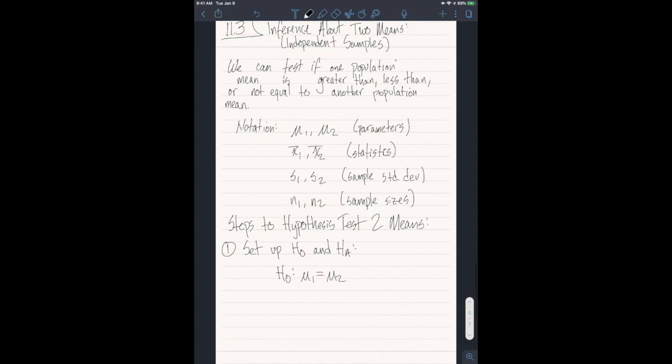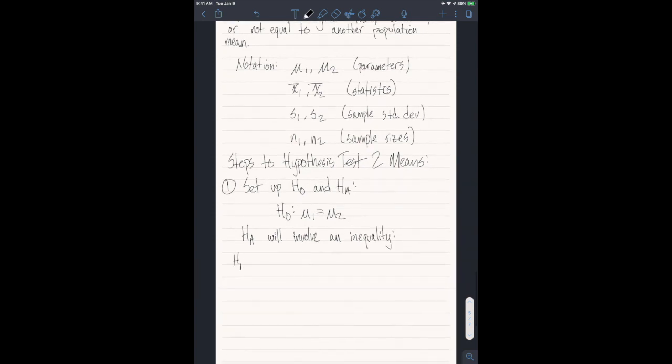And then HA will involve an inequality. Just like proportions, right? HA could be that mu1 is less than mu2. HA could be that mu1 is greater than mu2. Or HA could be that they're just different. Mu1 is not the same as mu2. There's some difference between them.